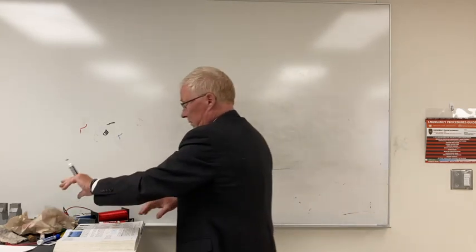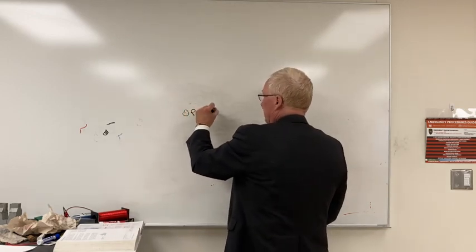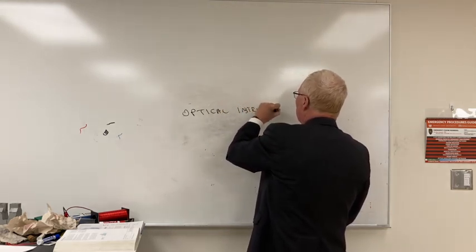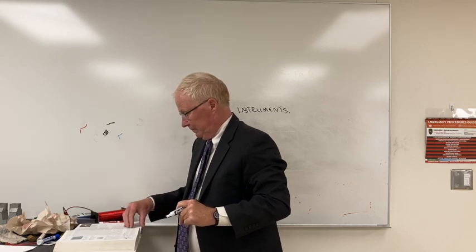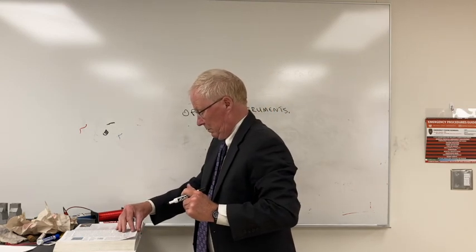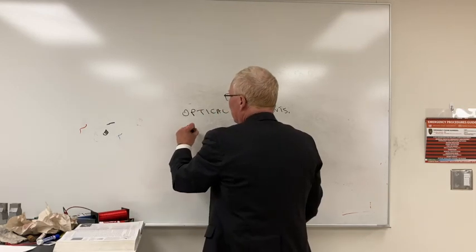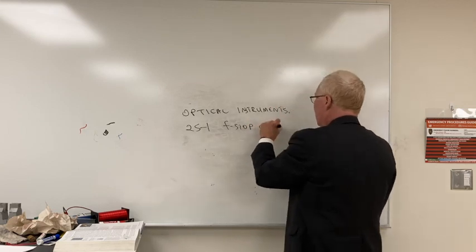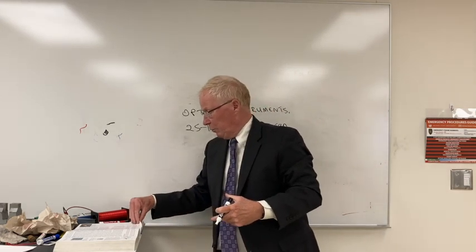The final chapter is chapter 25, optical instruments. This is fairly straightforward. It's useful to know 25.1, the f-stop on a camera. What does that mean? It means the size of the opening, so the way cameras work and the way focusing works.